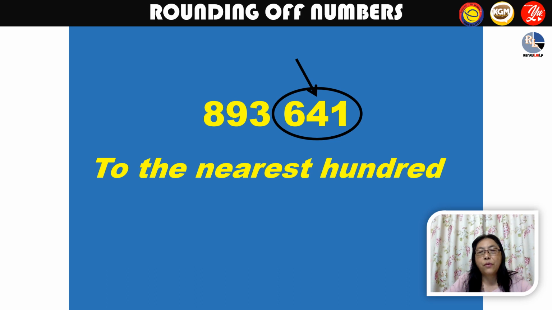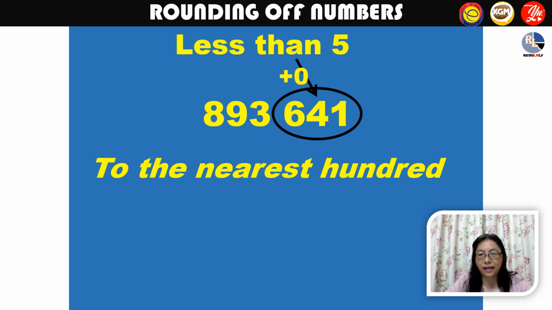Alright, we're going to look at the first and second number. 4 is the second number. Less than 5. So we are adding 0 to number 6. Alright, to the nearest 100. So how many zeros at the end we will get? Because it's to the nearest 100, we have 2 zeros at the back. Alright, what happened to number 6? We're going to write it back as 6 because we just added 0 to 6.